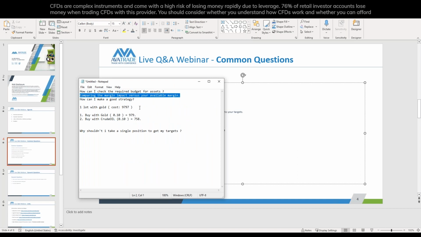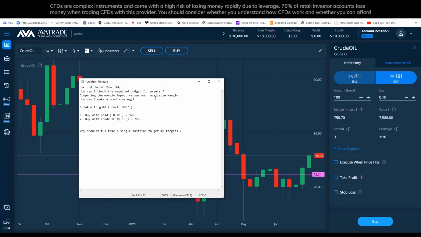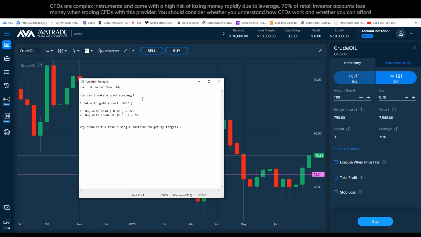What was the other question? Yeah, how can I make a good strategy? You see, it connects all of the questions that I have received today, just connects magically one to each other. How can I make a good strategy, guys? Let's suppose that I'm looking at the first position that we had with gold. Is that a good strategy, taking a single position? We said no, right?